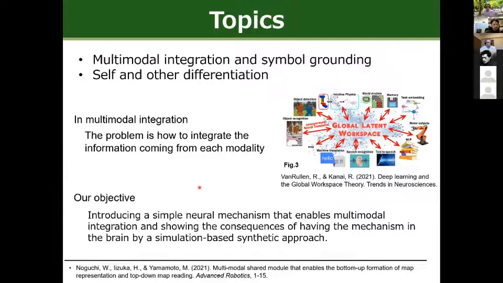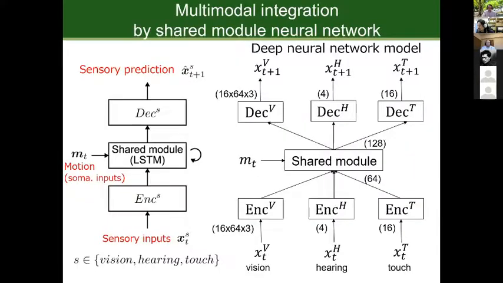Usually in multimodal integration, the problem is how to integrate the information coming from each modality in a mixed way, and the brain tries to extract the integrated information from them. Usually it can be very complicated. But the objective of this talk is to introduce a simple neural mechanism that enables multimodal integration, and to show the consequences of having the mechanism in the brain by a simulation-based synthetic approach. That is the objective today.